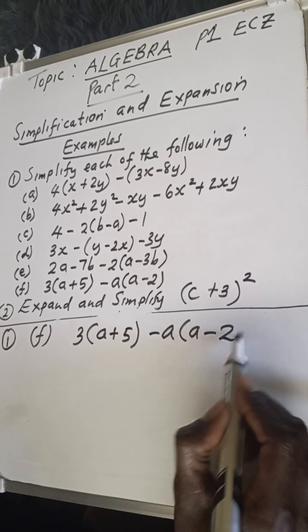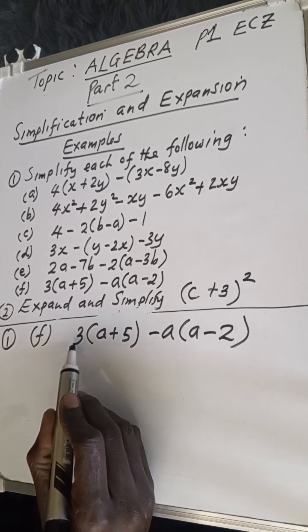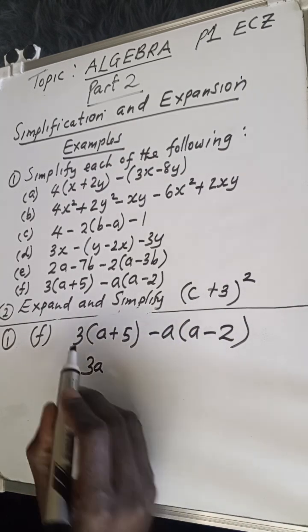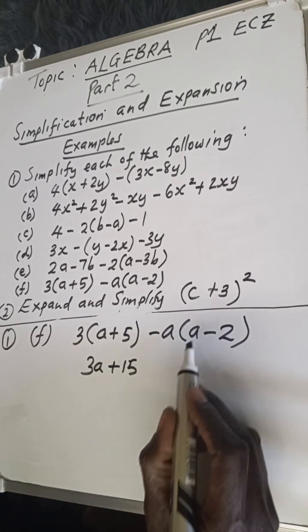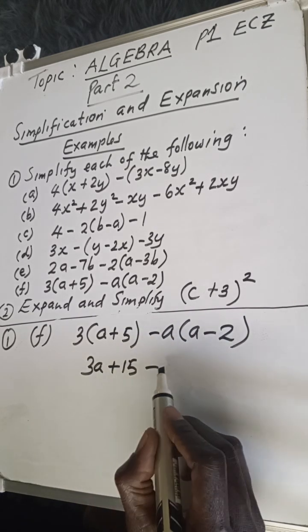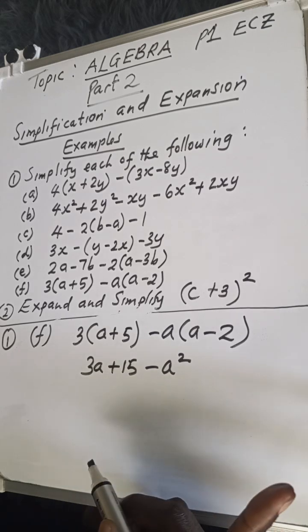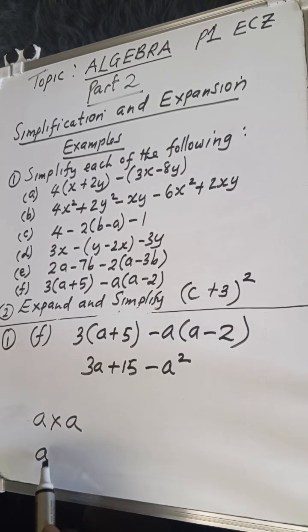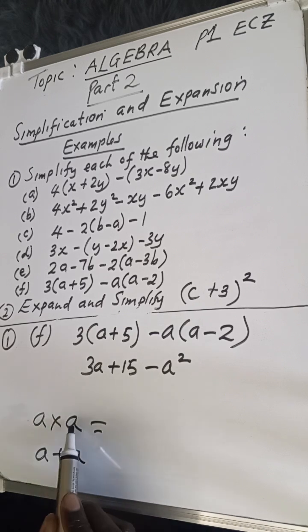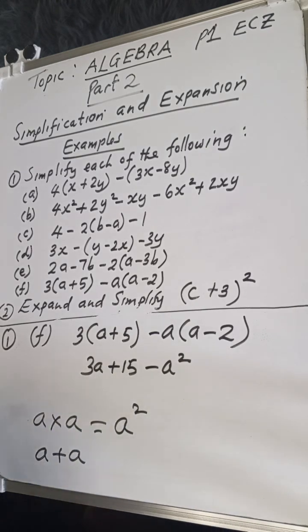All right, so let's look at our last simplification. 3 times that will give us a 3a. 3 times that is a 15. Negative a times a. Remember, a times a will give you a squared and not 2a. So there's a difference when you say a times a and when you say a plus a. A times a is raised to the power 2.